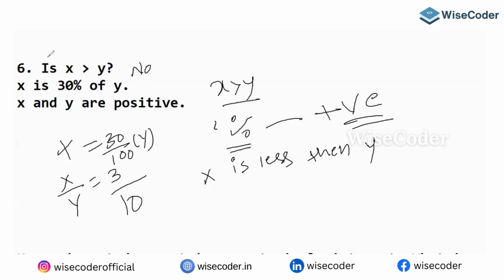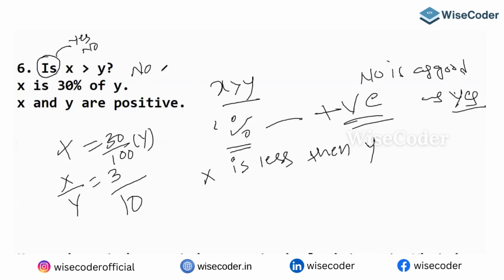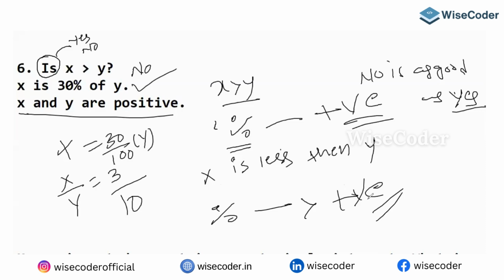Whenever yes or no comes into the picture, your answer is either yes or no. That's why I told you no is as good as yes. Which means one alone is sufficient to answer the question. No need of talking about x and y being positive. That is general maths knowledge: percentage is only calculated for positive values, not for negative values. Is this clear, everybody?